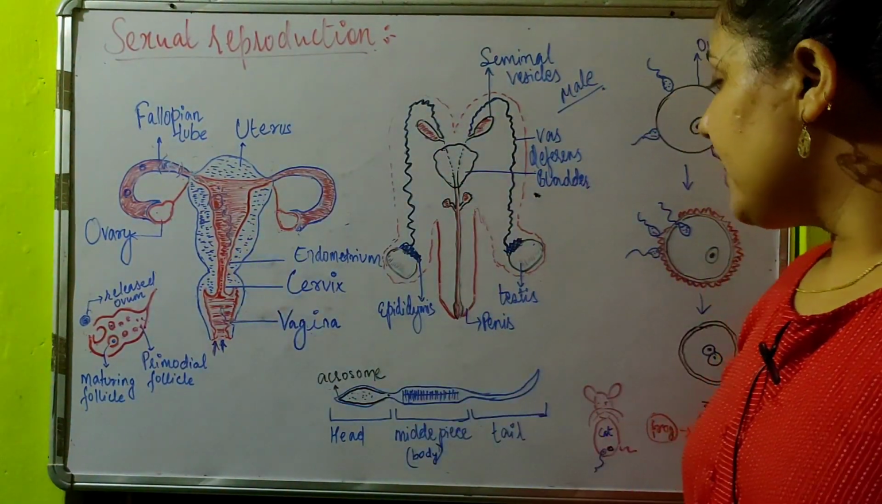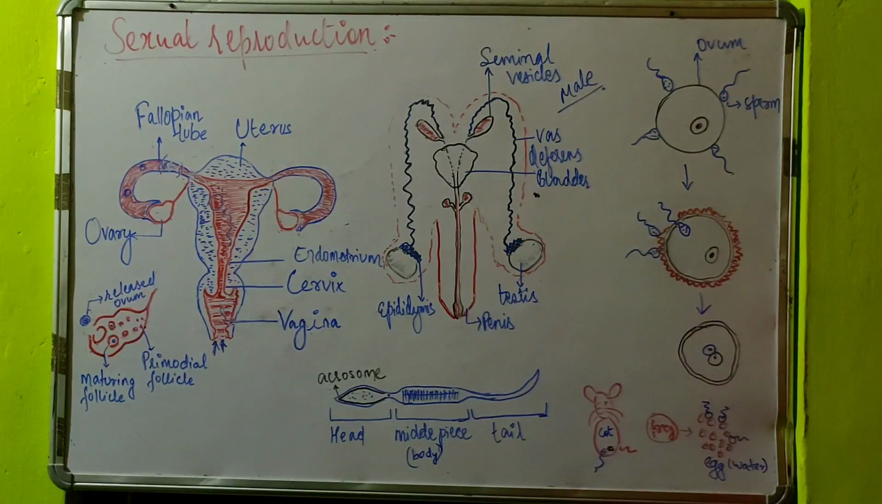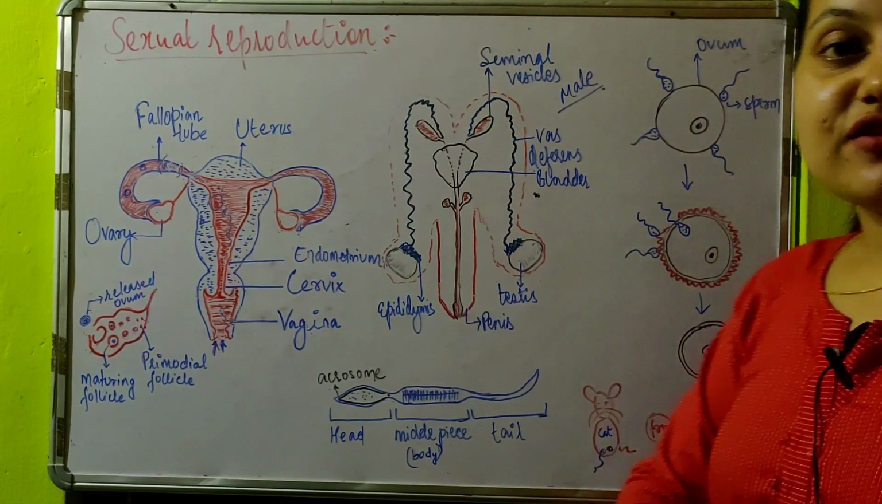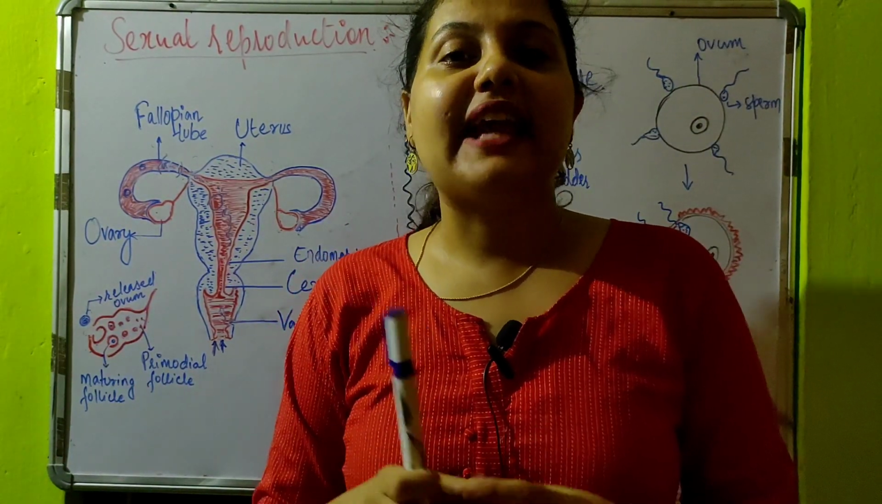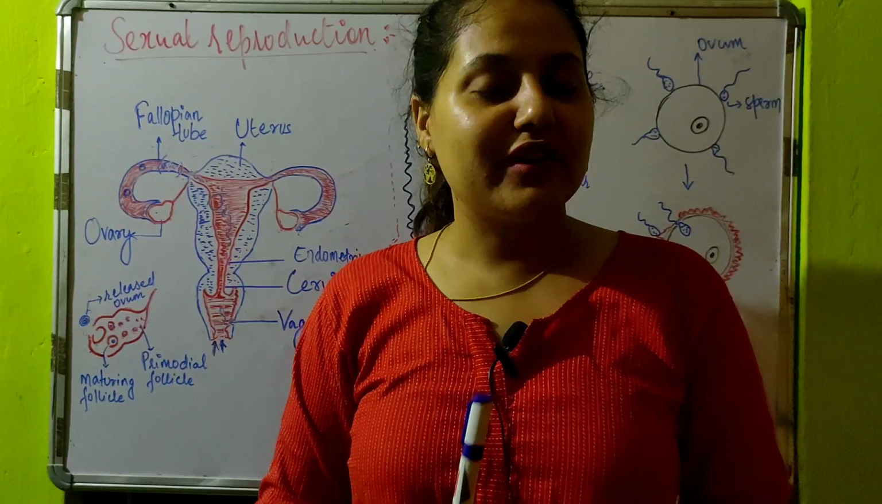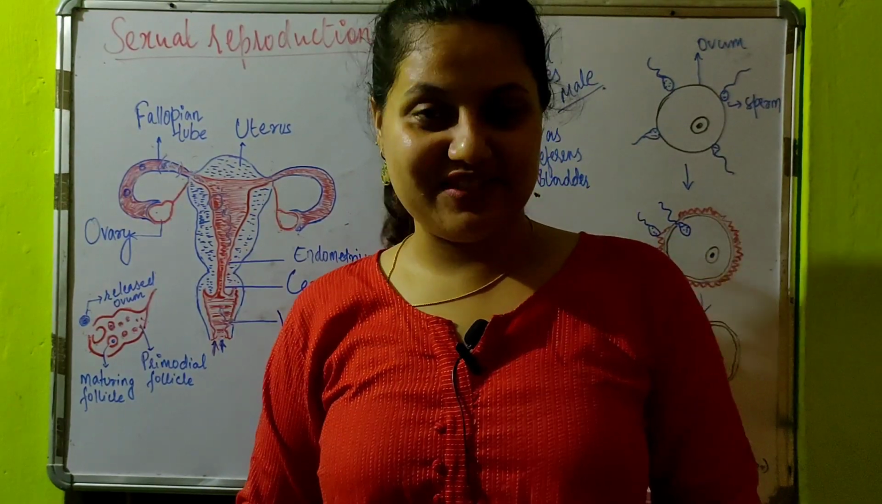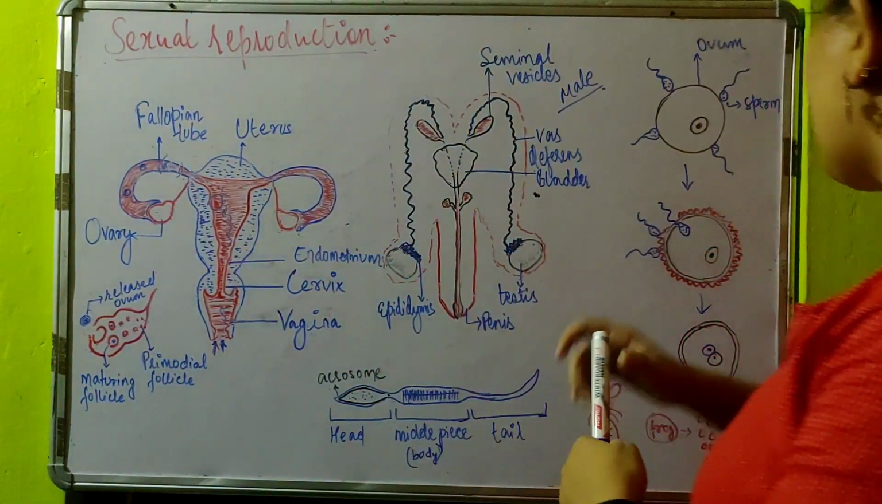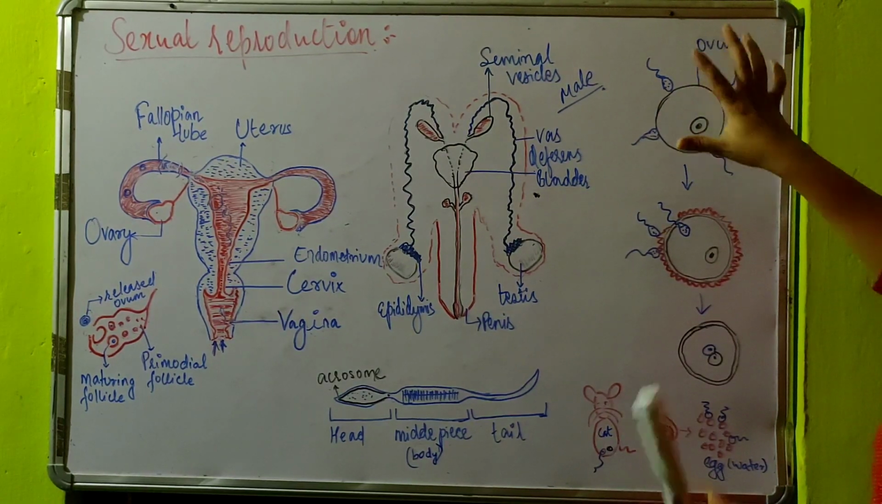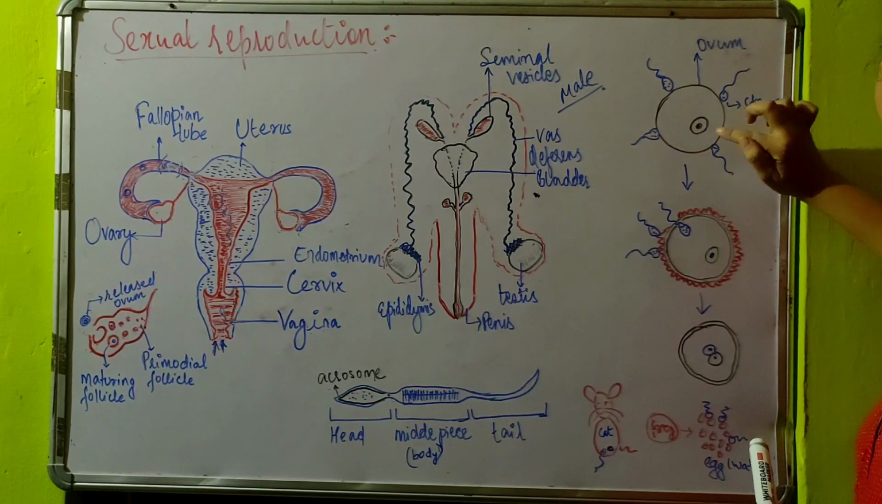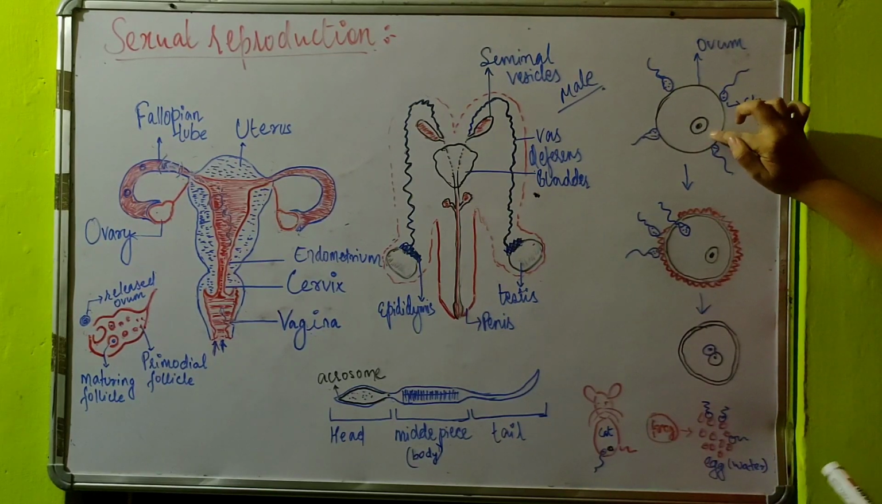Now coming to fertilization. Fertilization is when the male and female gametes meet to form a zygote. That process is known as fertilization. In the diagram you can see this is the ovum, or egg cell, and this ovum has its own nucleus, right?